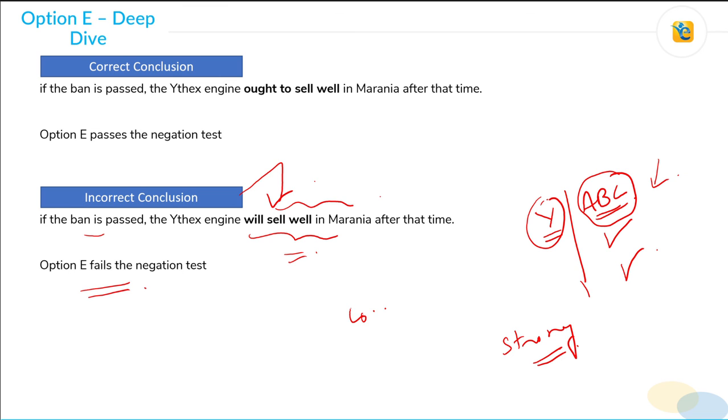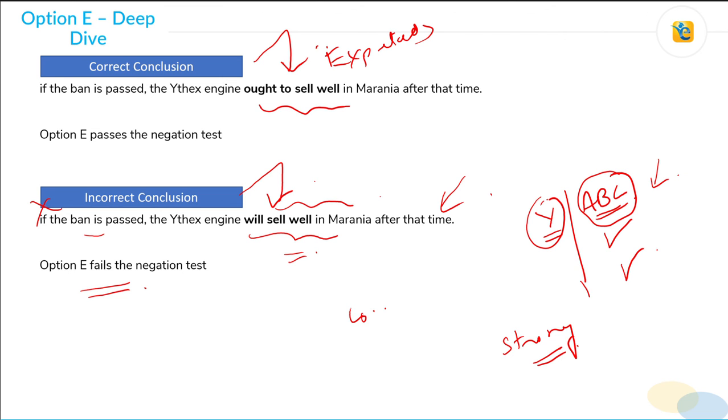This is what will happen if you take the conclusion this way, but this is not the correct conclusion. If you properly visualize the conclusion, this is the correct conclusion. The correct conclusion is not that the Ythex engine will sell well, it is that if the ban is passed, the Ythex engine ought to sell well, or in other words, is expected to sell well.